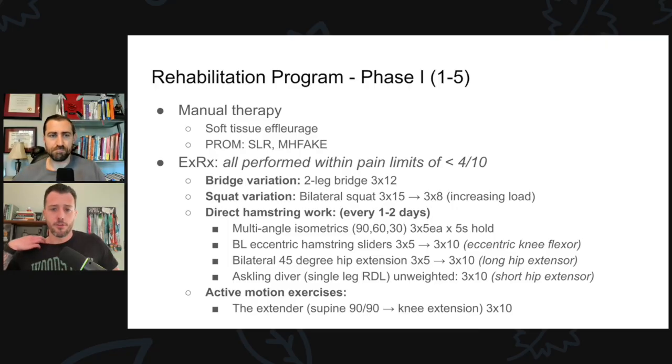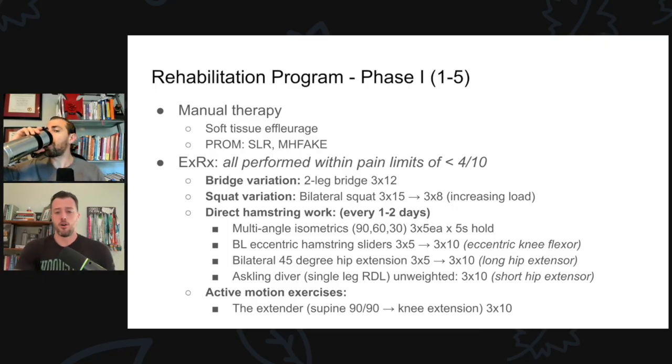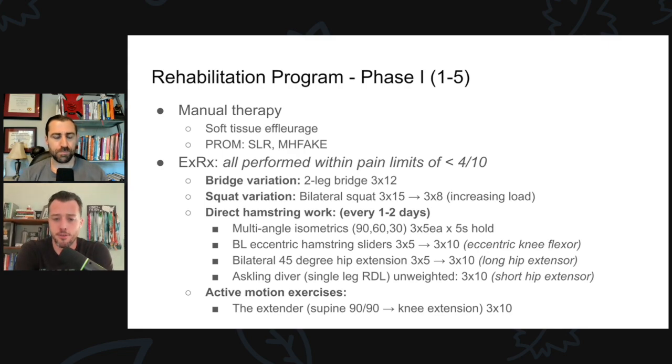And then in terms of our exercise prescription, again, all performed within pain limits of 4 out of 10 or less, I'll start patients with a bilateral hamstring glute bridge. If they can tolerate, say, knees flexed to 90, I'll walk their feet out a little bit and try to place a little more demand on the hamstring. We can usually do some type of squat, so a bilateral squat. And then over the course of this phase, we're just increasing load.